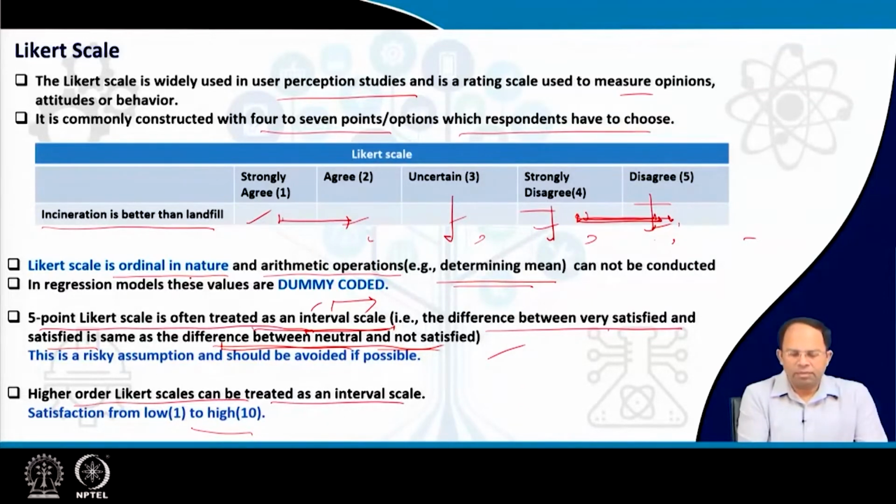And in case of ordinal or categorical scales, if I want to use them, particularly when developing regression models, then we have to dummy code them. That means disagree is 0 or 1, strongly disagree is 0 or 1. So each one of them is dummy coded and then included in a regression model.